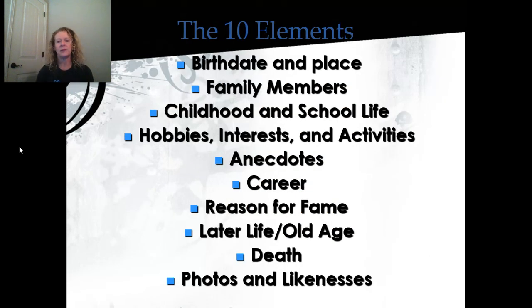10 elements to include when writing a biography or an autobiography: the birth date and place, family members, childhood and school life, hobbies and interests and activities, anecdotes, careers, reasons for fame, later life, old age, death, photos, and likenesses.